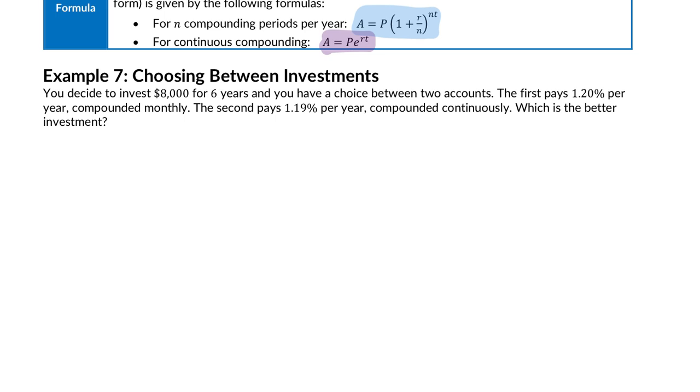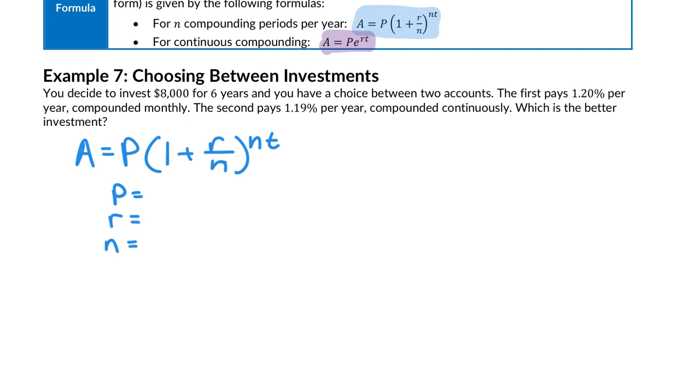So for our compounded monthly, we're going to use the blue formula, A equal to P times 1 plus R over N to the N times T power, which means we need to fill in a P for principal investment, an R for the rate, an N for the number of times compounded, and a T for time. If we have all of that, it will tell us the amount in our account after all of this information.